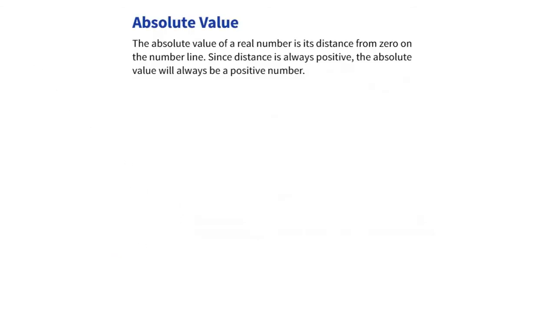Absolute value, let's review. So absolute value is the distance from 0, okay, on a number line. Distance is always positive, right? I can't have a negative distance, so absolute value will always be a positive number. Let me just illustrate that real quick. So let me just freehand a number line here.